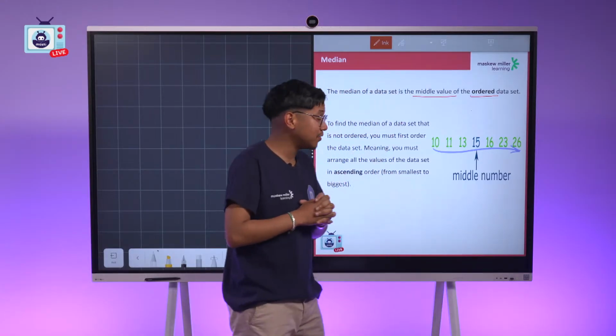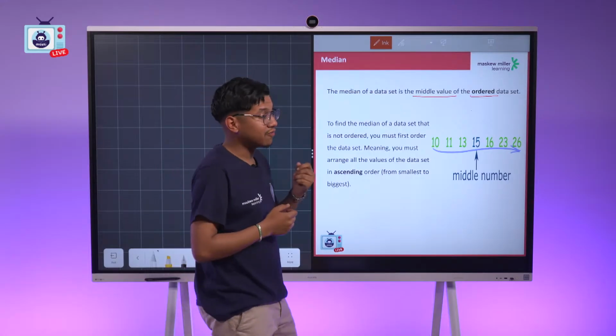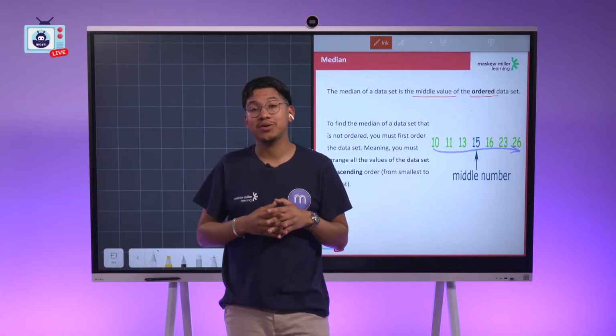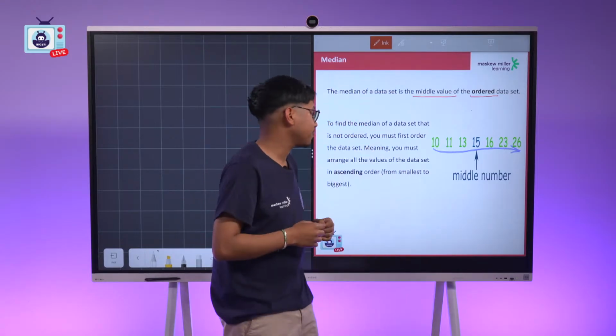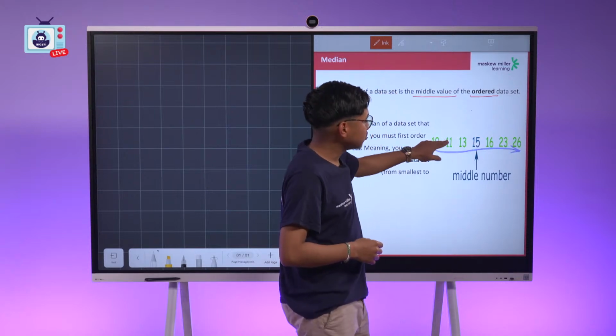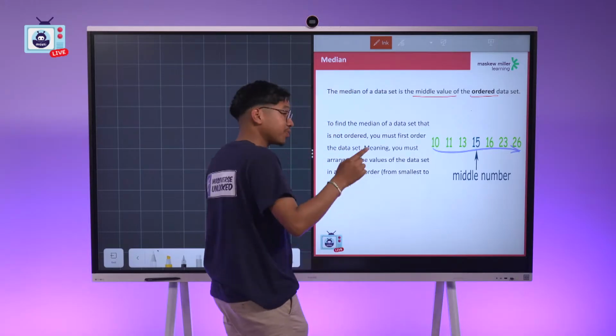A lot of the time in the tests or in the exams, they do not give it to us in ascending order. So my first task I need to do is to put the data in ascending order, and then I can find the middle term. So now that this data here is in ascending order, I have 1, 2, 3, 4, 5, 6, 7 numbers in the data set. But I'm going to come back to this.